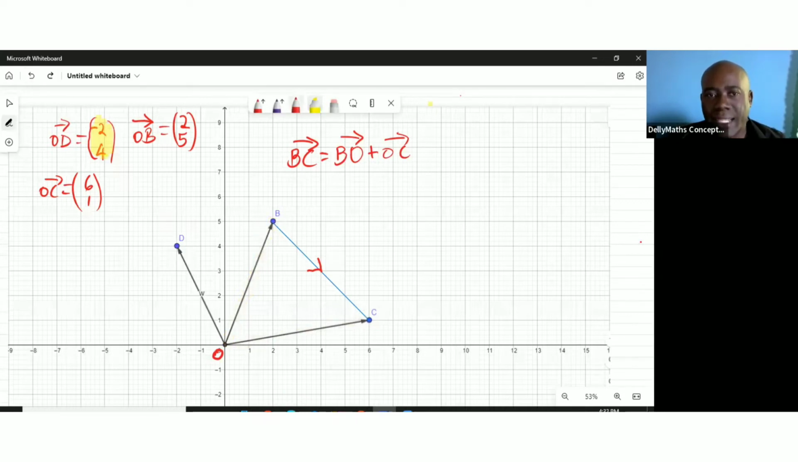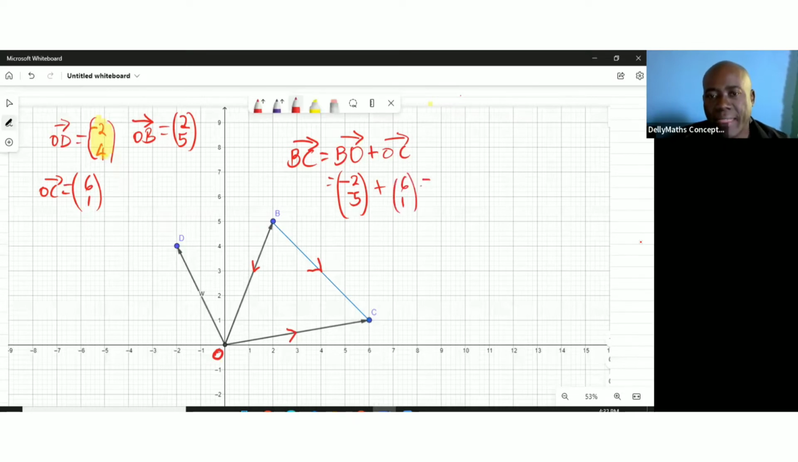Now, let's look at the system. We have OB here, but now we want to go from B to O, so we're going in the opposite direction. We come from B to O and then travel from O to C. The direction makes a big difference. So B to O would be (-2, -5), because we're going the opposite direction as OB, and we're going to be adding OC as is, which is (6, 1).